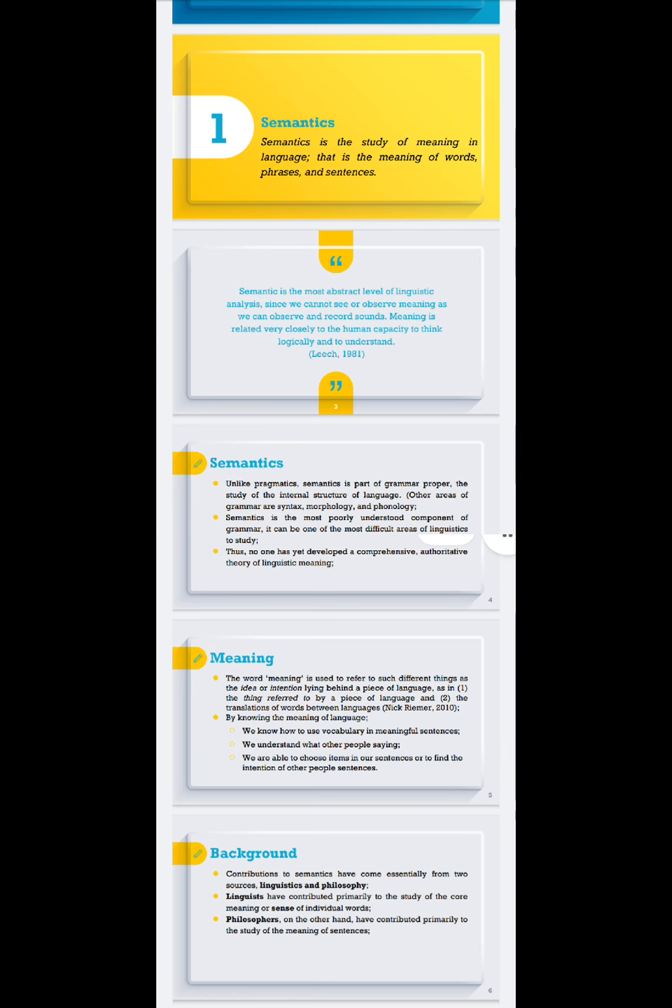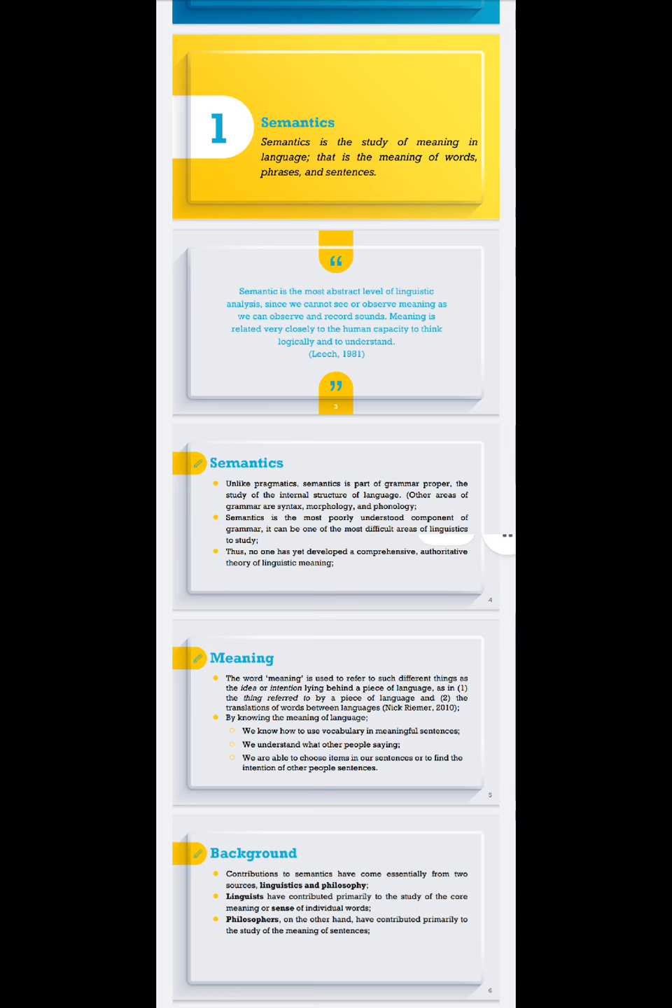Semantics, unlike pragmatics, is part of grammar proper, the study of the internal structure of language. Other areas of grammar are syntax, morphology, and phonology. Semantics is the most poorly understood component of grammar. It can be one of the most difficult areas of linguistics to study. Thus, no one has yet developed a comprehensive, authoritative theory of linguistic meaning.